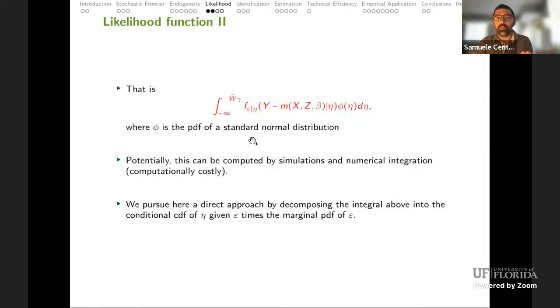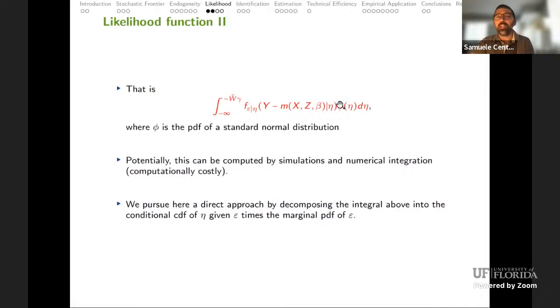We have the conditional density of epsilon given eta. Again, epsilon is the composite error term, and we need to multiply this by the marginal density of eta, which in this case is a standard normal distribution. I'm going to use the notation phi for the standard normal, and we have to integrate this with respect to eta over a certain interval.